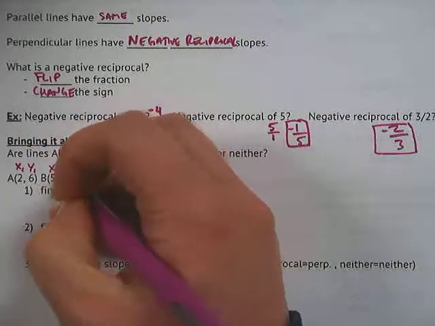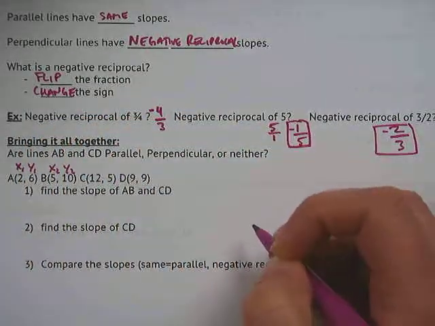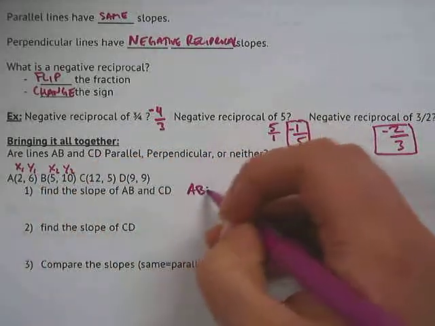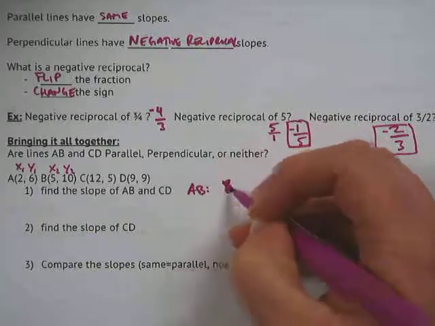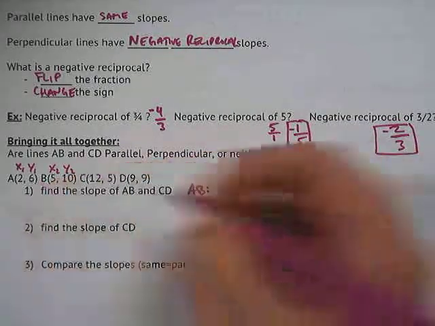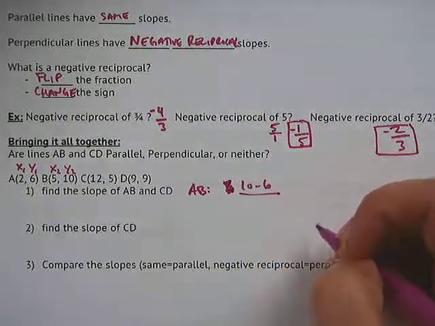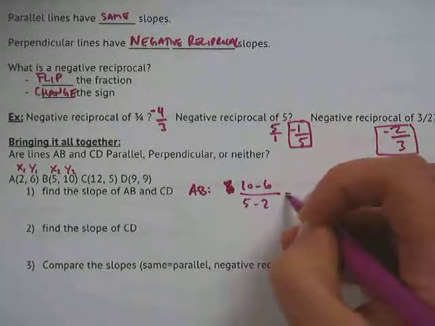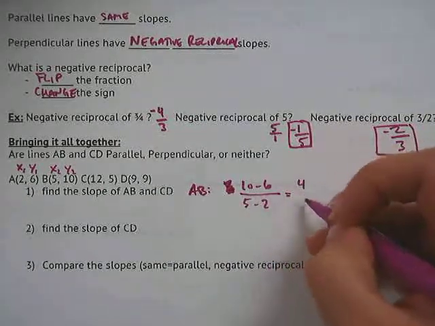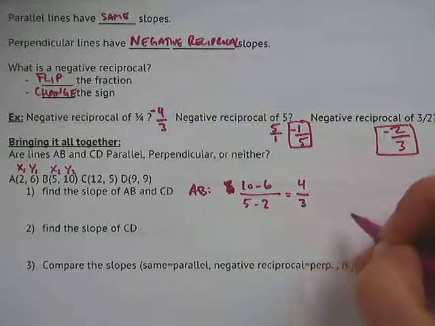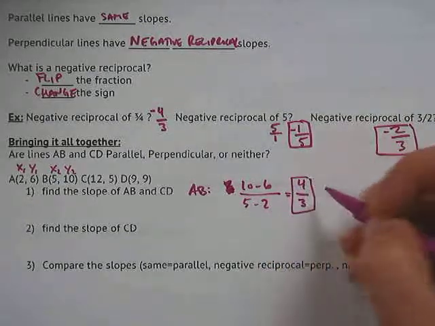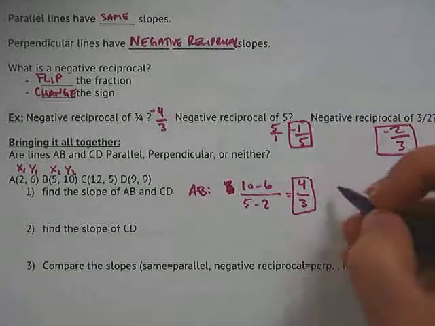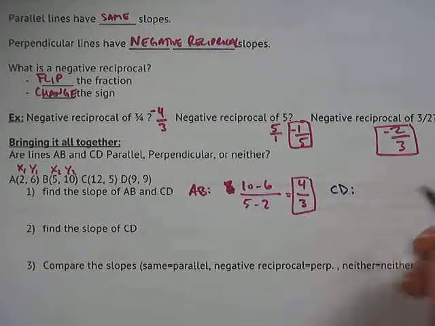So first I'm going to do it with AB. AB are these 2 points. I'm going to label them x1, y1, x2, y2. And so I'm going to go y2 minus y1. In this case, it's 10 minus 6 on top, and then x2 minus x1 on the bottom, so 5 minus 2. Well, 10 minus 6 is 4. 5 minus 2 is 3. So the slope of AB is 4/3.